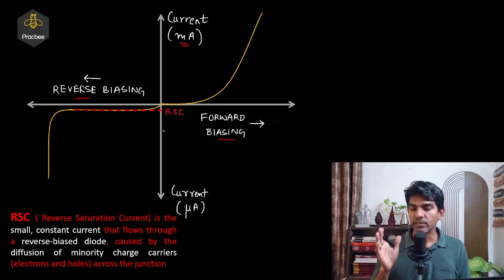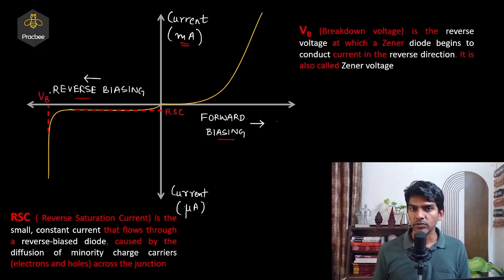As we further increase the reverse biasing voltage, an interesting phenomenon happens at VB, which is known as the breakdown voltage. The definition is the reverse voltage at which the Zener diode begins to conduct current in the reverse direction. Begins to conduct means the current will be of the order of milliampere, and it is called Zener voltage. We can also call it Zener breakdown voltage.